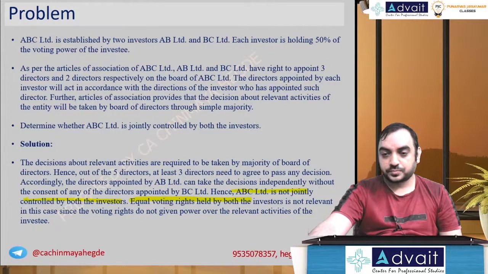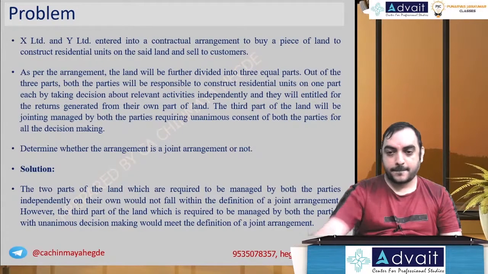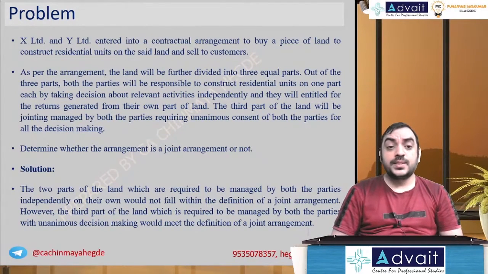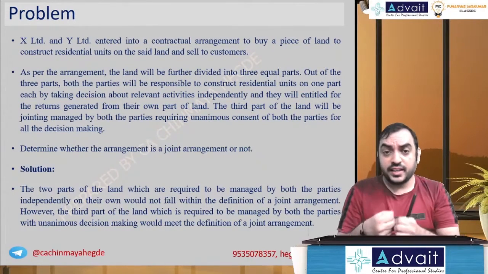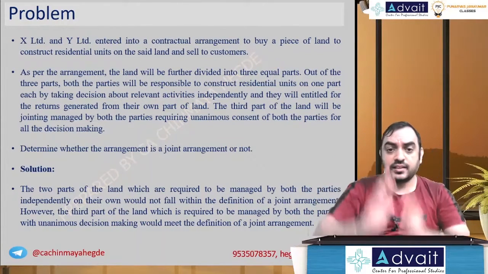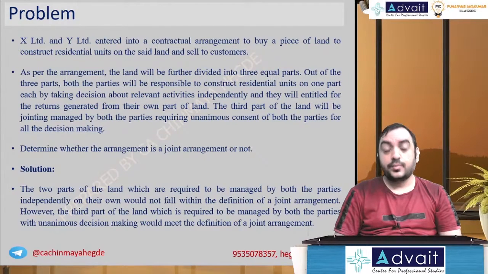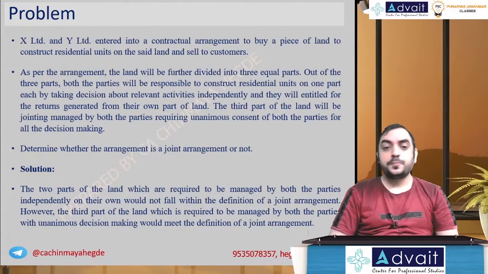Next. X Limited and Y Limited enter into a contractual arrangement to buy a piece of land, construct residential units on the said land and sell them to customers. They buy the land, construct the houses, residential units, and sell them to customers. Okay, reasonable. Building, real estate.